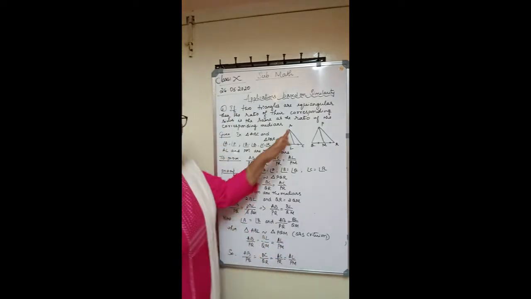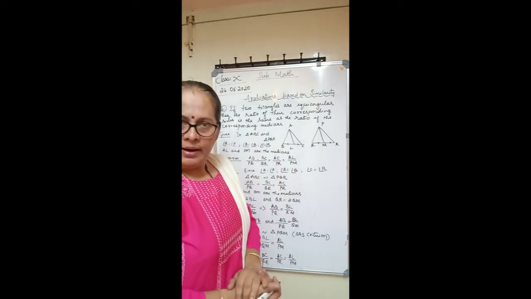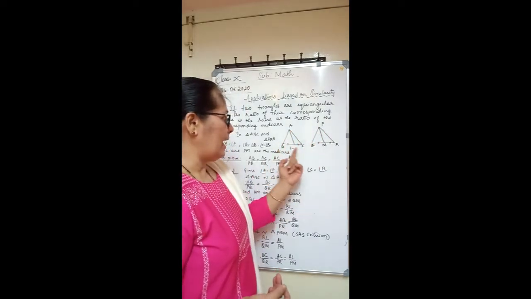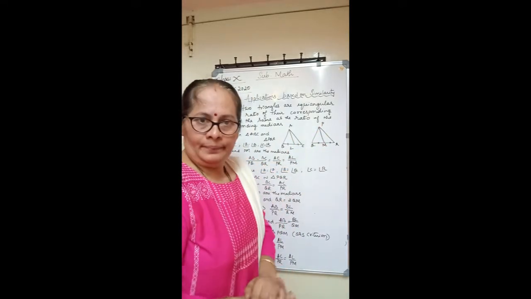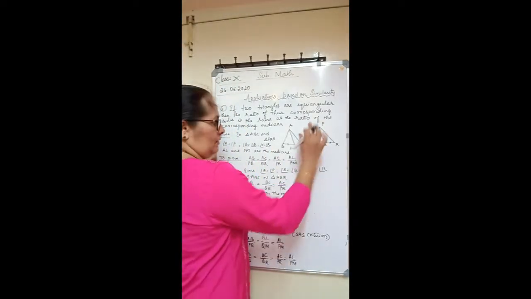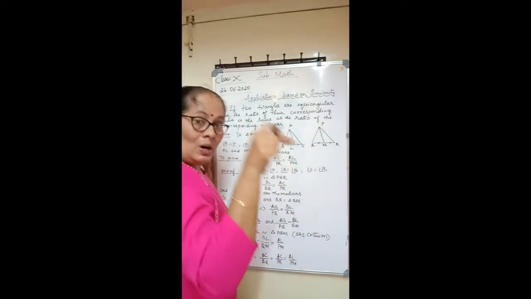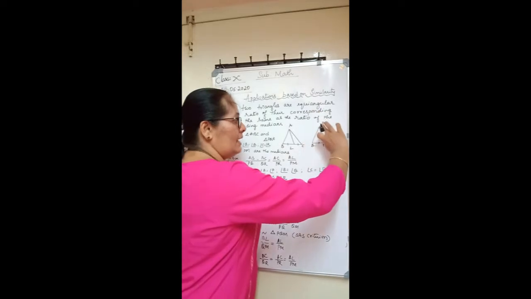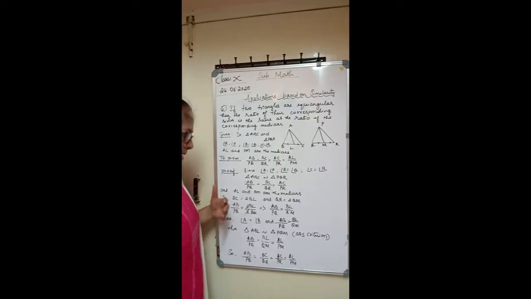Okay. Now, take two triangles ABC and PQR. In triangles ABC and PQR, it is given that they are equiangular: angle A equals angle P, angle B equals angle Q, angle C equals angle R, and the two medians are AL and PM. Now, you have to prove that AB by PQ equals BC by QR equals AC by PR, which is also equal to the ratio of the medians, that is AL by PM. Now, we'll start the proof.